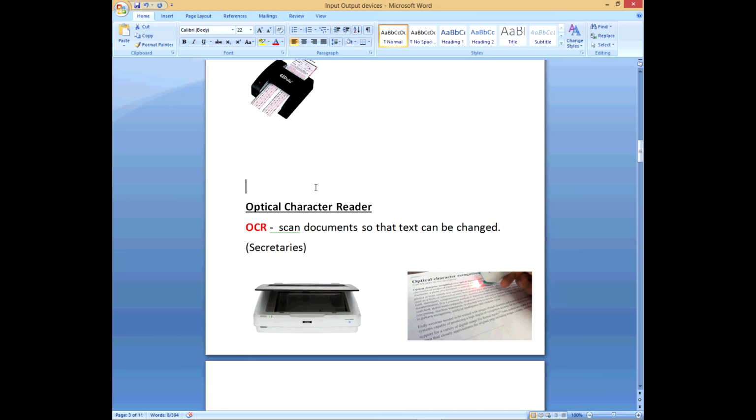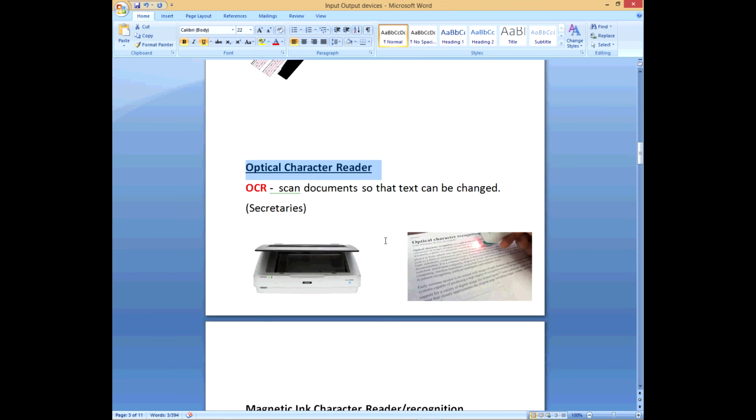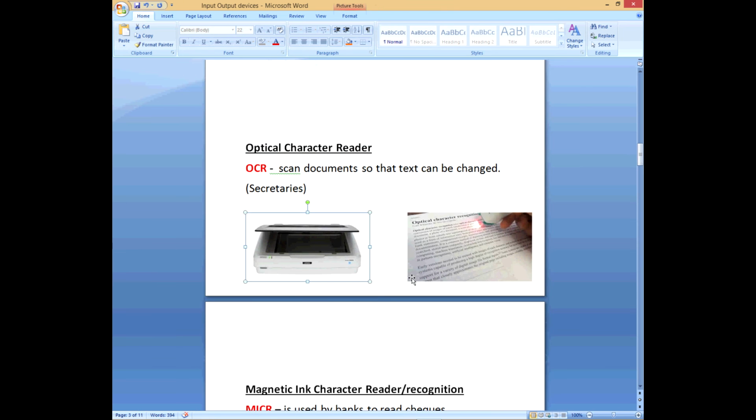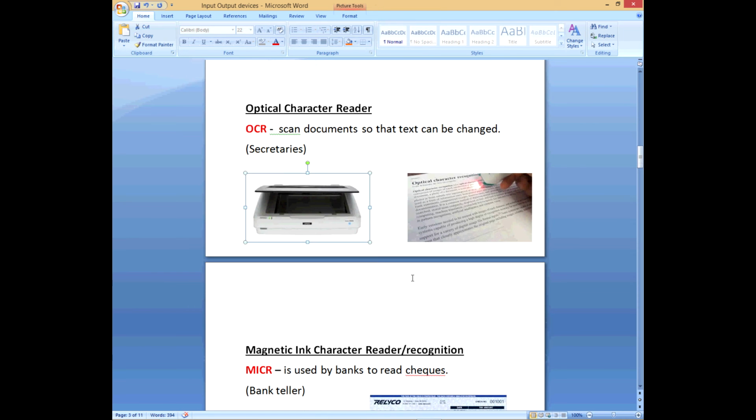So good test question. What does OCR mean? What is the optical character reader used for? And you're going to tell me what? Scan documents. So it's a type of scanner that scans documents so that text can be changed. Please note the picture of the scanner. If you see it on the test, you should be able to identify it and write its name. Alright.